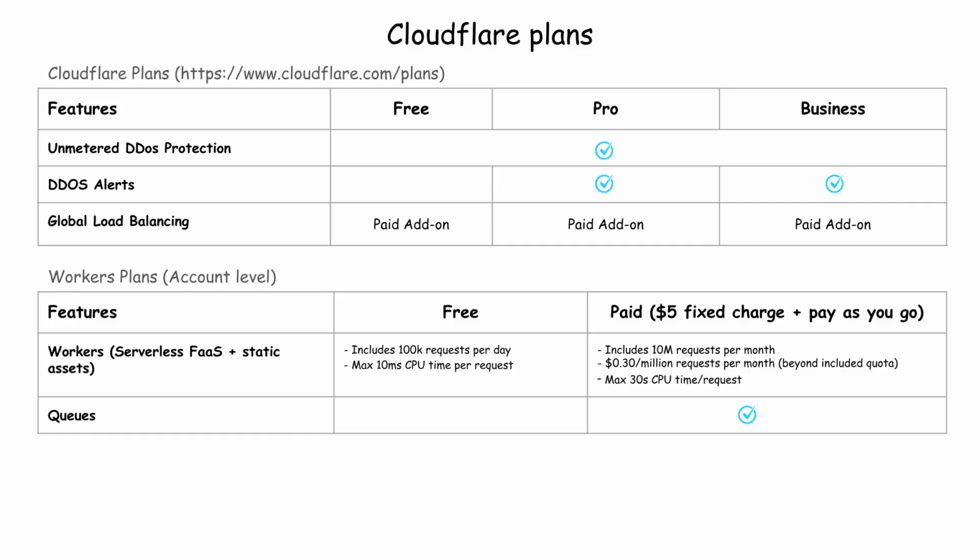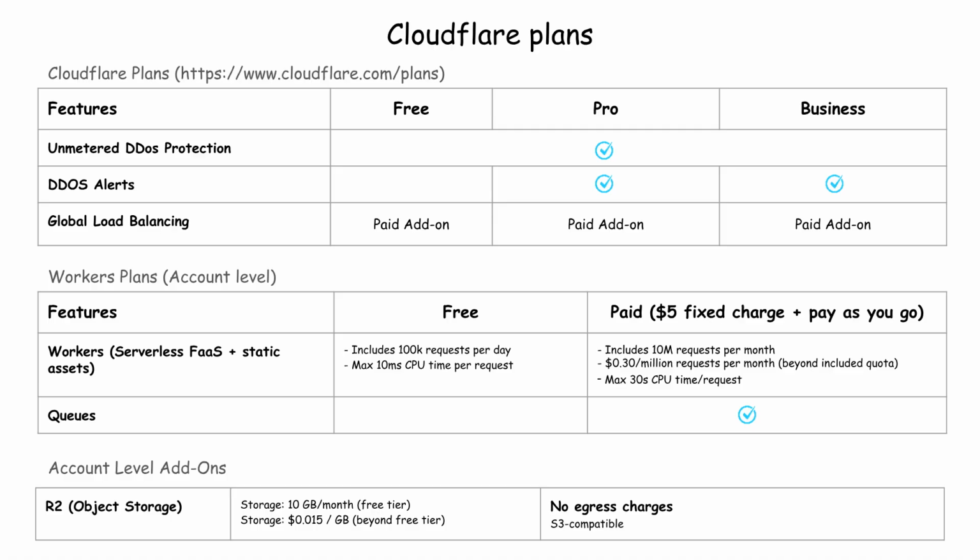Beyond the main developer plans, Cloudflare also offers powerful services as account-level add-ons. A prime example is R2 Object Storage. This is Cloudflare's S3-compatible service, designed to compete directly with offerings like Amazon S3. It includes a free tier of 10 GB of storage per month. But the most critical feature, and a true game-changer for startups, is that R2 has zero egress charges. This means you don't pay anything when users download data from your R2 buckets.